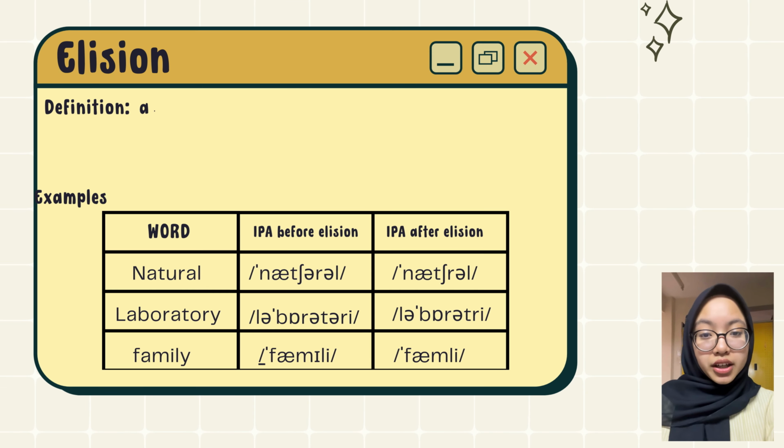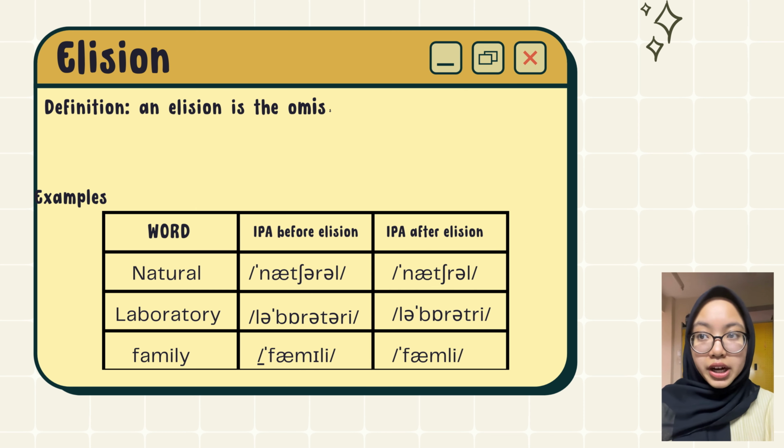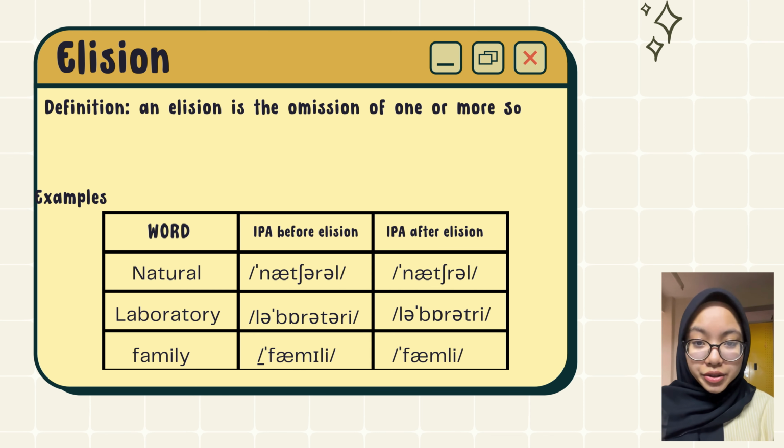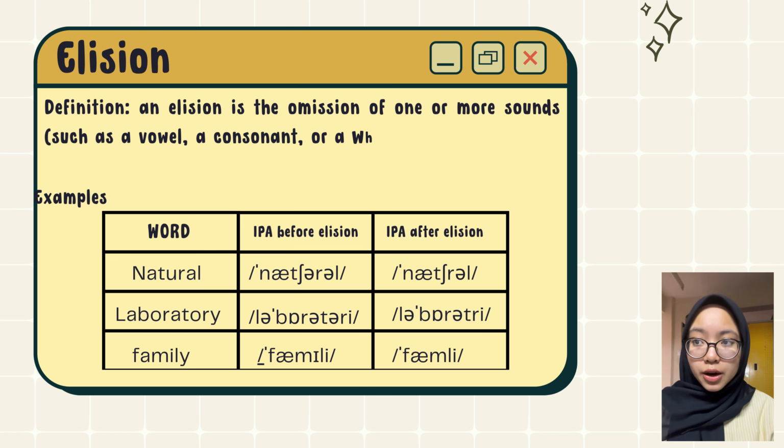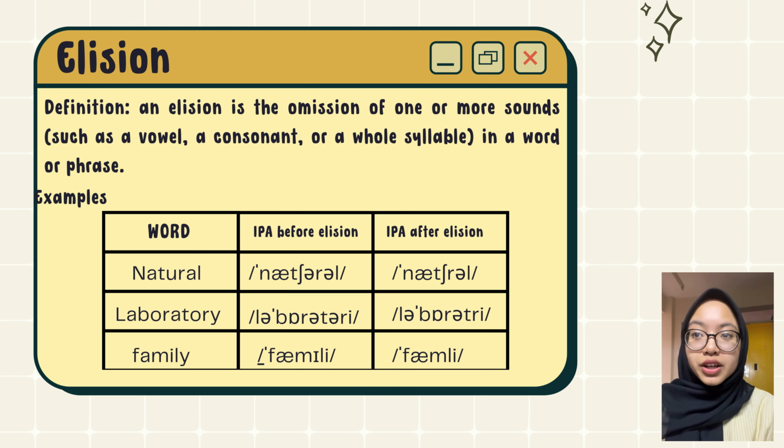Before we begin to go into the analysis part, I would like to explain the concept of elision. Elision is defined as the omission of one or more sounds. This could be a vowel, consonant, or even an entire syllable in a word or a phrase. This process occurs naturally in fluent and everyday speech.